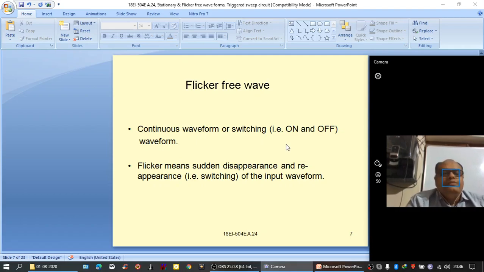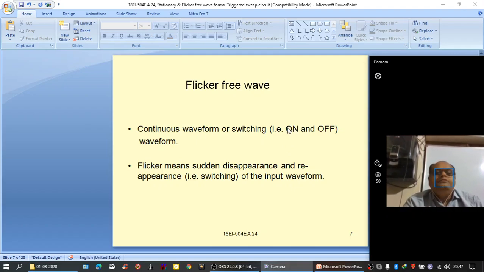Now, what does it mean by flickering? Flickering means on and off, on and off. Whenever a waveform appears on the screen for a certain time and disappears for an additional period of time, then once again appears, and immediately disappears, we say such a signal is a flickering signal. We cannot study the characteristics of such a signal on the CRO screen, because the signal would not appear continuously.